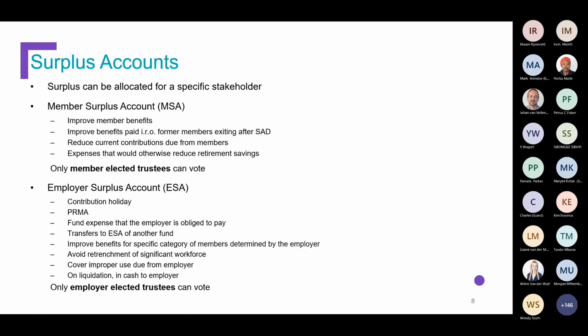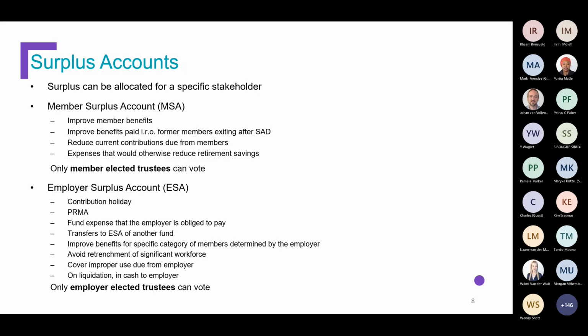And as noted, for this account, the member elected trustees are the ones that can vote or make decisions on how to use monies in this particular account. Similarly, for the employer surplus account, the employee elected trustees are the ones that can make decisions on how to use monies in this particular account.